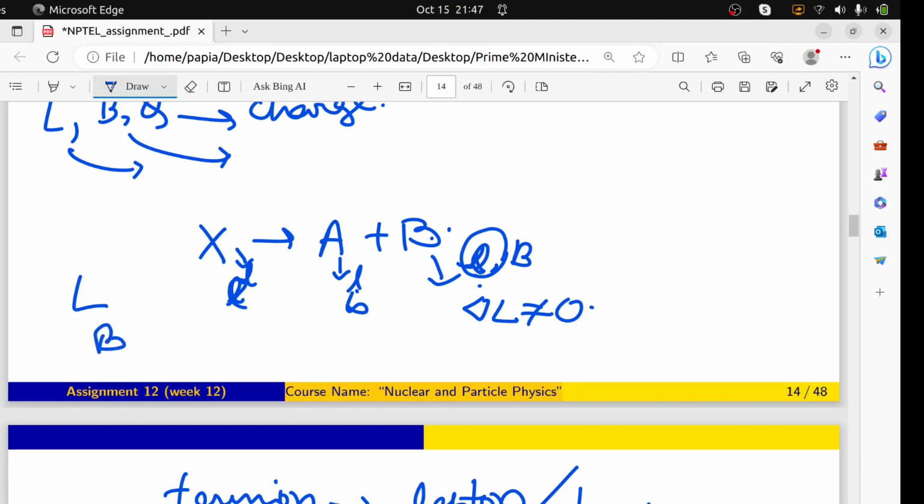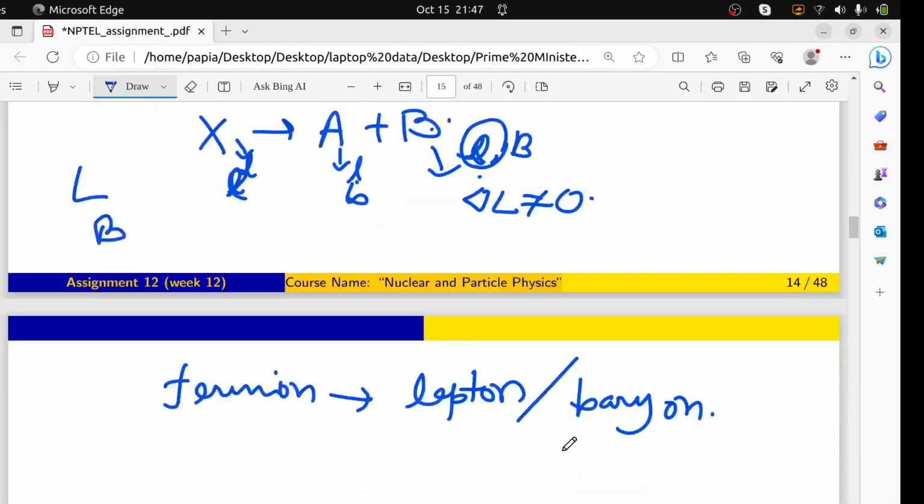You can see that there is an extra baryon coming because A is a fermion, right? So that may be a problem. So B cannot be a fermion. If B is a fermion, then lepton number or baryon number, one of them can be violated.